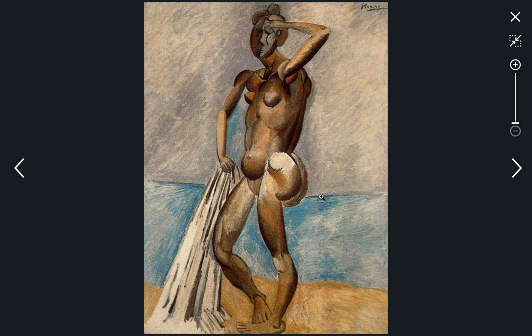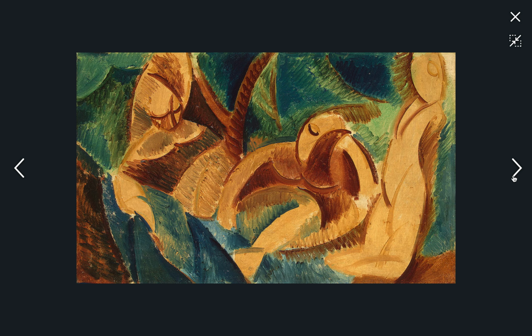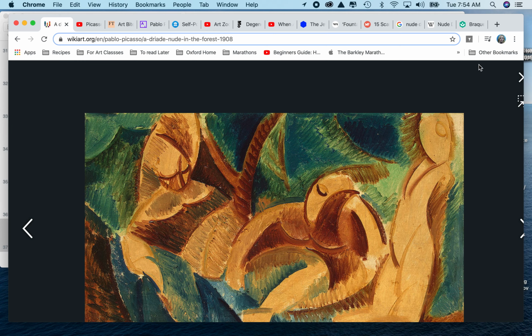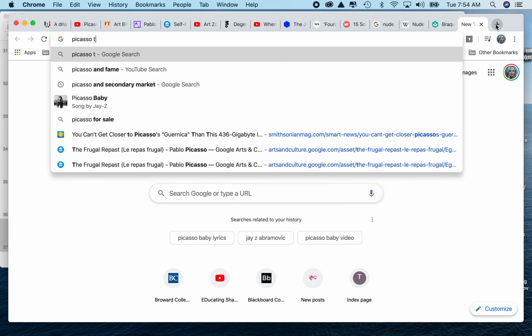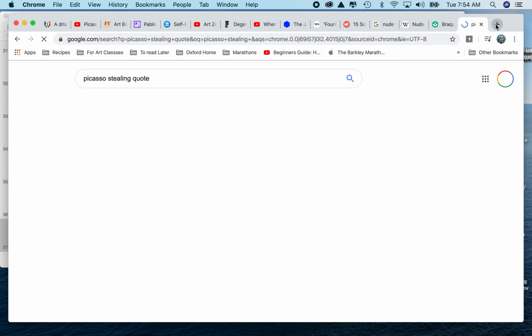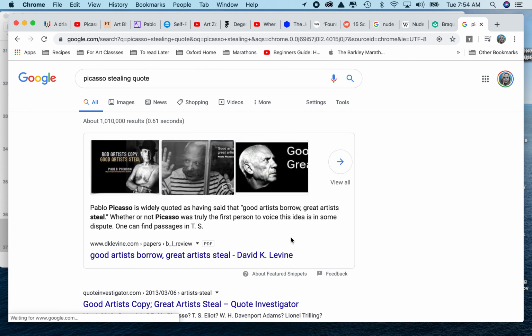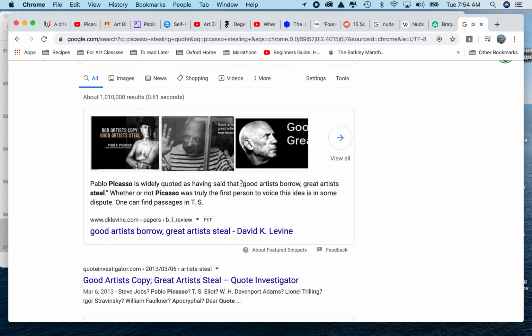You know, Matisse did accuse him of stealing. And Picasso said, gosh, what did he say? Let me look it up, because I used to love this. Picasso stealing quote. Widely quoted as, "Good artists borrow, great artists steal."